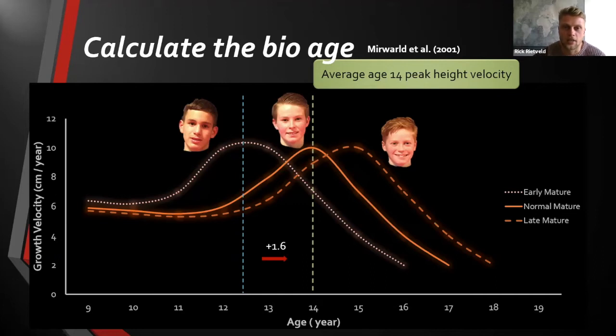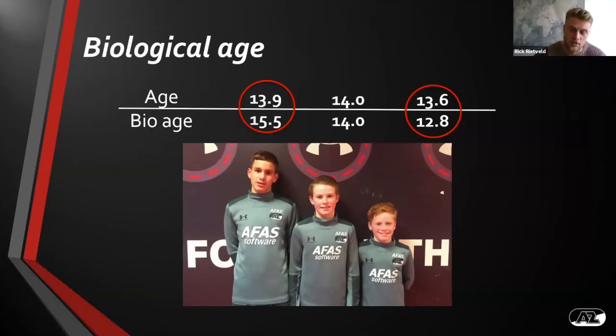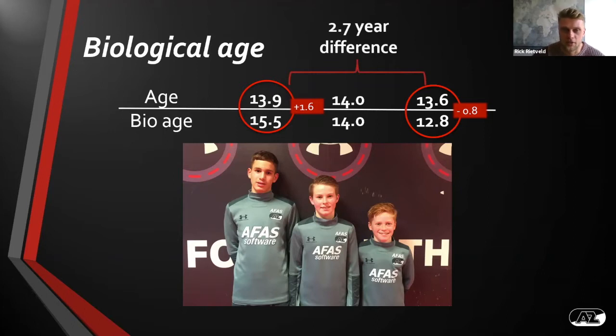The left guy, the tall guy, got his growth spurt around 12.4, so he's 1.6 years ahead. So we add his number to his age. The small guy is later, so he got his growth spurt around 14.8, so he's 0.8 behind. That's how we're using the biological age, and we're getting those numbers. If you then take a close look at the difference within a team, there's a 2.7 years difference. So it's really unfair to do a sprint test with these three guys and say this guy is the fastest, probably the left guy, and the right guy is the slowest. But there's a 2.7 years difference in maturation, so in physical development.